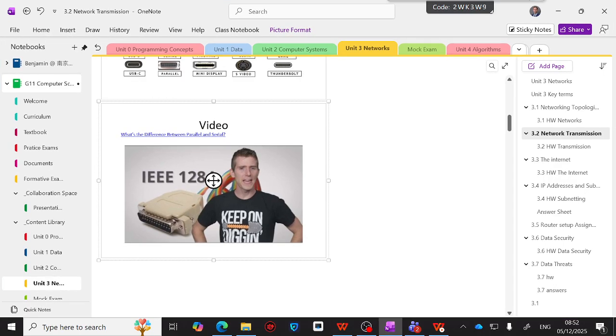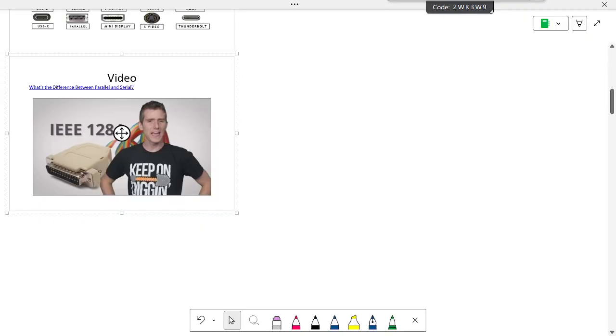It can send multiple bits at one time. How? Well, it has more than 1 wire. It has multiple wires. But there's a problem with this. What is the problem with parallel? Can anyone tell me? What is the problem as mentioned in the video about parallel? Parallel is faster, but there's a problem with parallel. What's the problem?